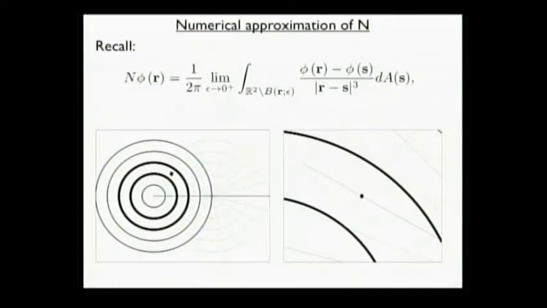So we have to use two different meshes. There's a radial mesh here shown in black and a polar mesh here shown in gray. And we have to carefully integrate the kernel.